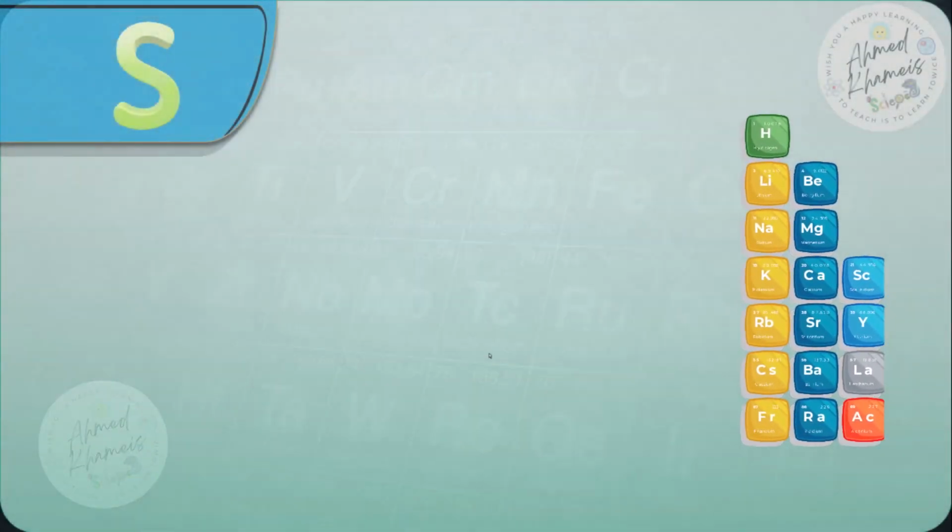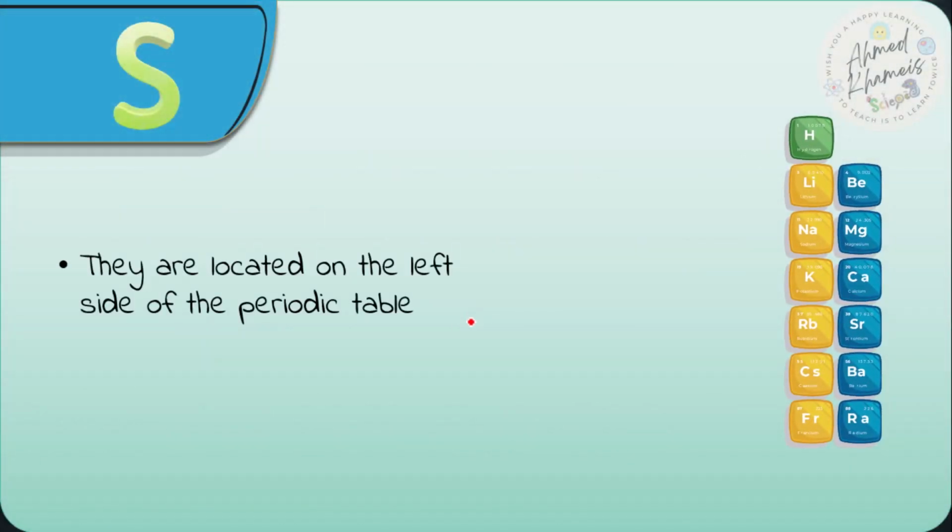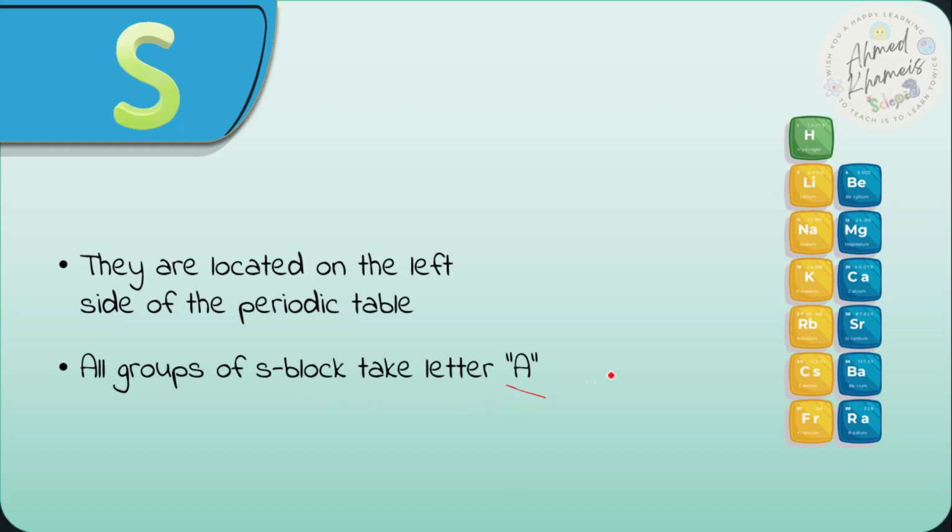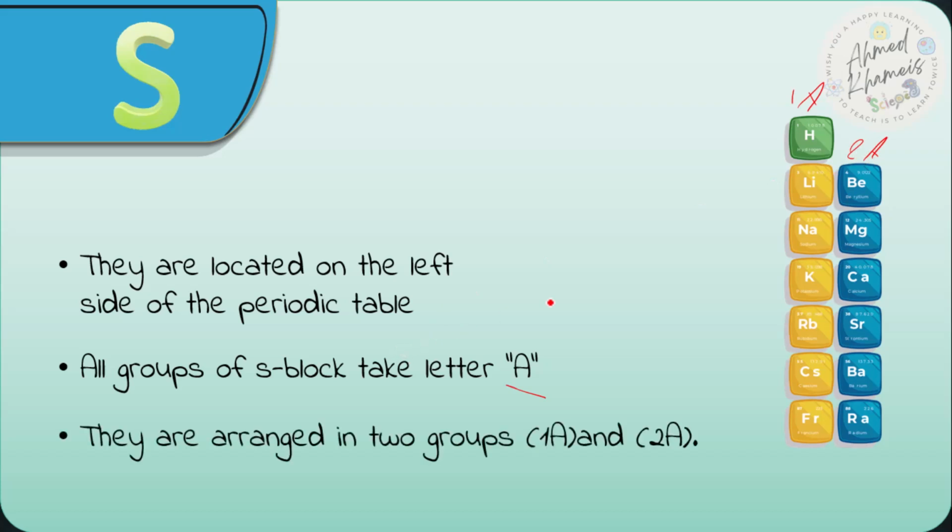So block S is located on the left side of the periodic table. All groups of block S take the letter A, so we call this 1A, 2A, and they are arranged into groups.